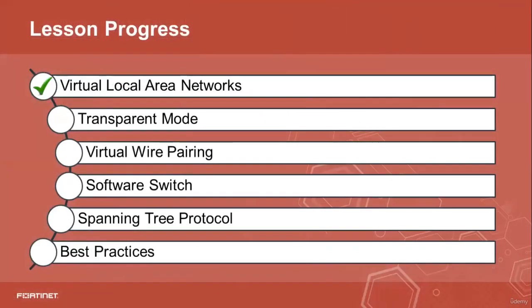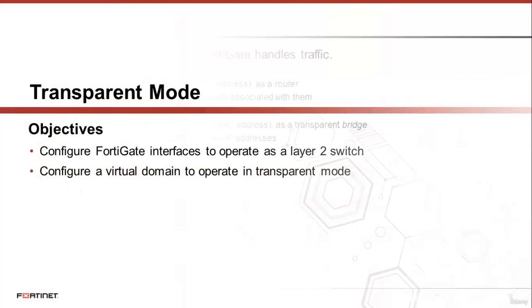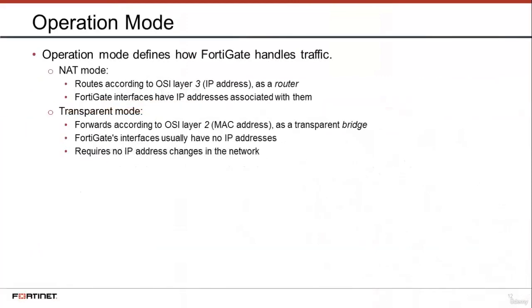Then we move on to transparent mode. Configure FortiGate interfaces to operate as a layer 2 switch. Configure a virtual domain to operate in transparent mode. Operation mode. Traditional IPv4 firewalls and NAT mode FortiGate devices handle traffic the same way that routers do. Each interface must be in a different subnet, and each subnet forms a different broadcast domain.